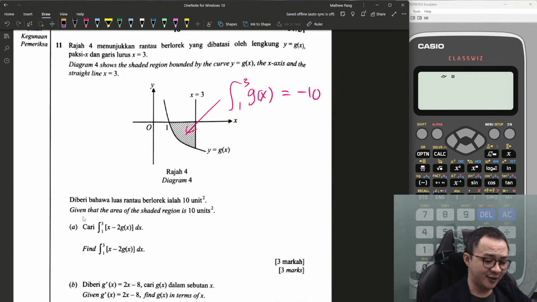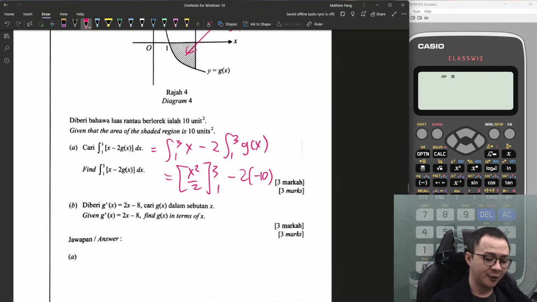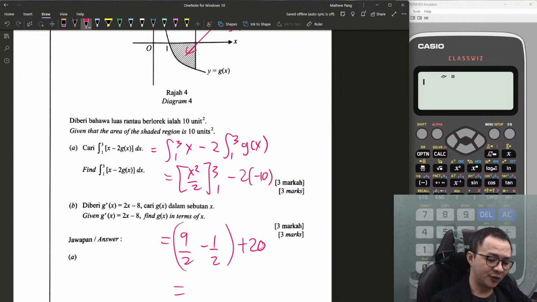Then what I do next is I will expand this one. So this equals the integral from 1 to 3 of x minus 2, integral from 1 to 3 of g(x). So I will integrate x squared over 2 from 1 to 3, minus 2 times -10. So this is 9 over 2 minus 1 over 2 plus 20. So it's 24. Done.